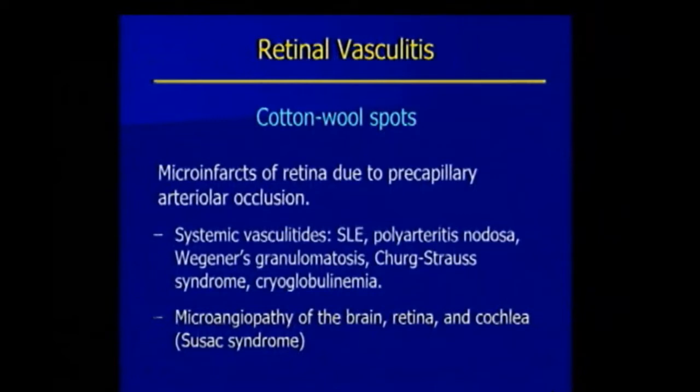Or the other condition that can, at presentation, show many cotton wool spots, Susac syndrome. So if you see many cotton wool spots at presentation, think about two conditions, either Susac syndrome, microangiopathy of the brain, retina, and cochlea, and systemic vasculitic entities such as systemic lupus erythematosus. Because in both of them, the arterioles are occluded.